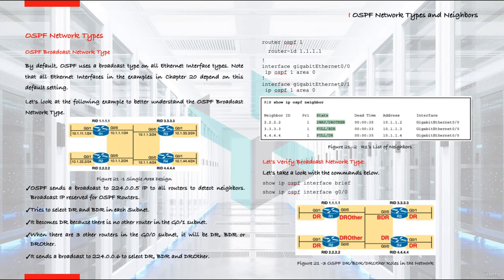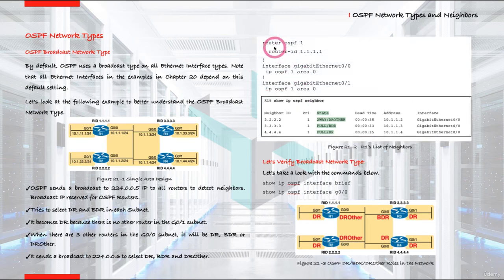Gigabit 0/1 is DR because there is no other router here, so this is a designated router on the port side. But since there are 4 routers in the subnet here, one will be selected as DR, one as BDR, and the rest will be DR other. BDR and DR other send a broadcast packet to 224.0.0.6 to make the selection.